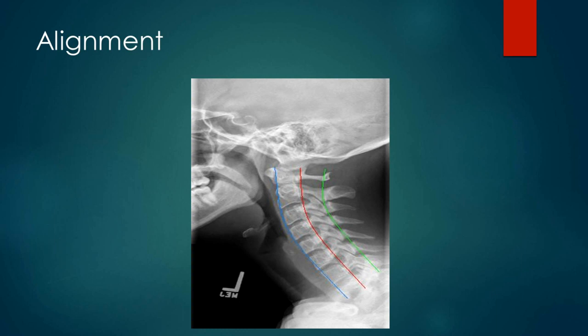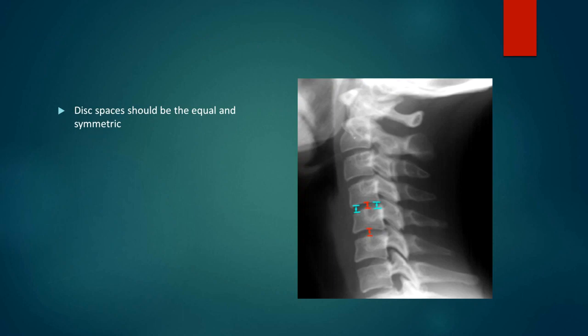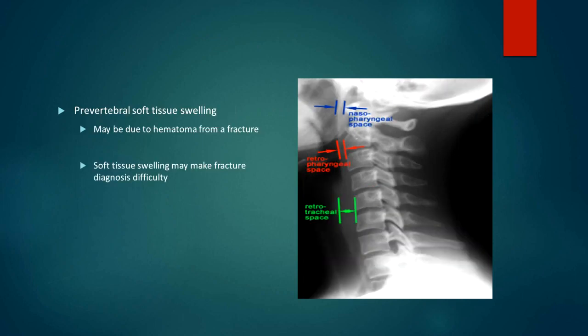So you see that none of these are stepping off of the other, sticking out. No pathological fractures or anything concerning for ligamentous injury or occult fractures or anything there. So there you can see the predental space. According to the textbooks, it should be 3 millimeters or less. Your disc base heights are equal and symmetric down through there.